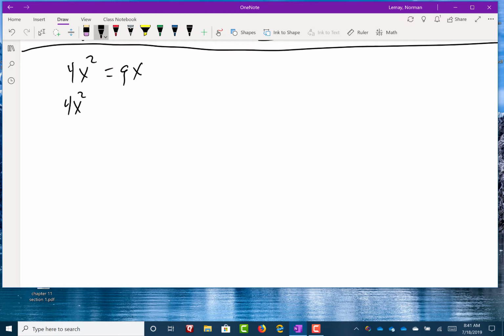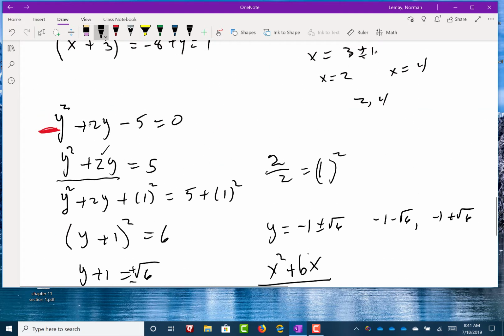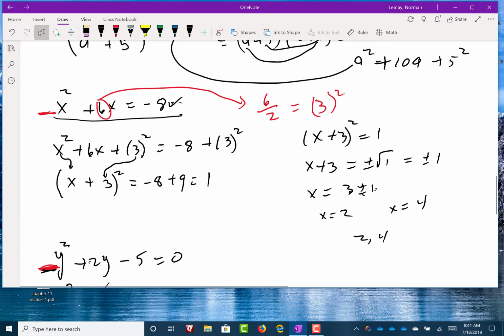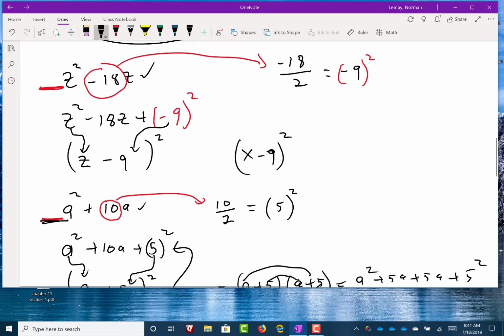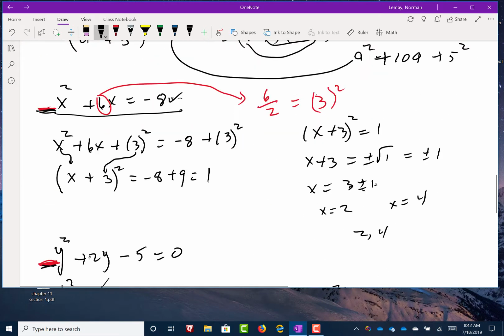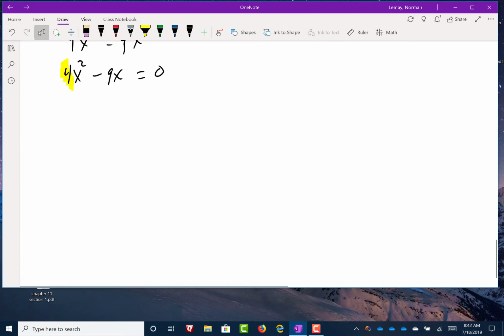So we get 4x squared minus 9x equals 0. Now let's note the difference that we have here, and that is, notice we have this coefficient of 4. Let's observe up above that we had a coefficient of 1, a coefficient of 1, a coefficient of 1, and a coefficient of 1. So in order to complete the square, we have to have a coefficient of 1. So why don't we just take everything and divide by that 4.